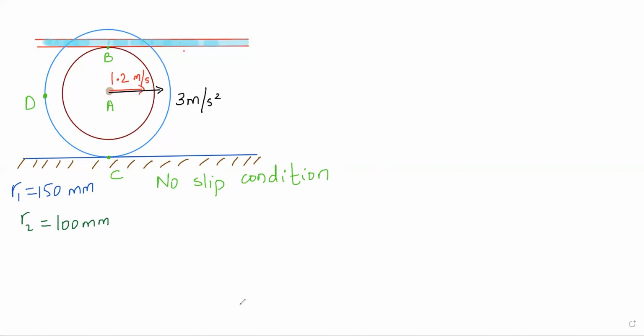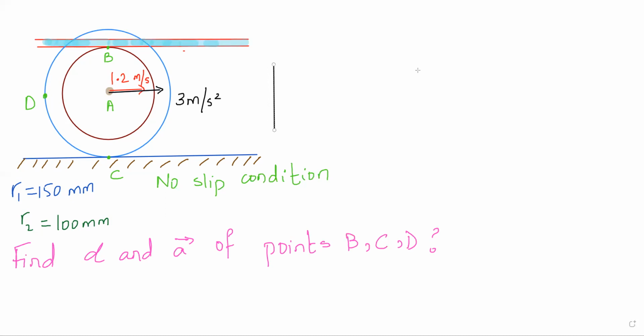So what is different in today's problem? Find alpha and acceleration of all the points B, C, D. And let me give you the coordinate system, so all of us today are on the same page. Trust me, this is not an easy problem. You think this is easy? No, it's not.